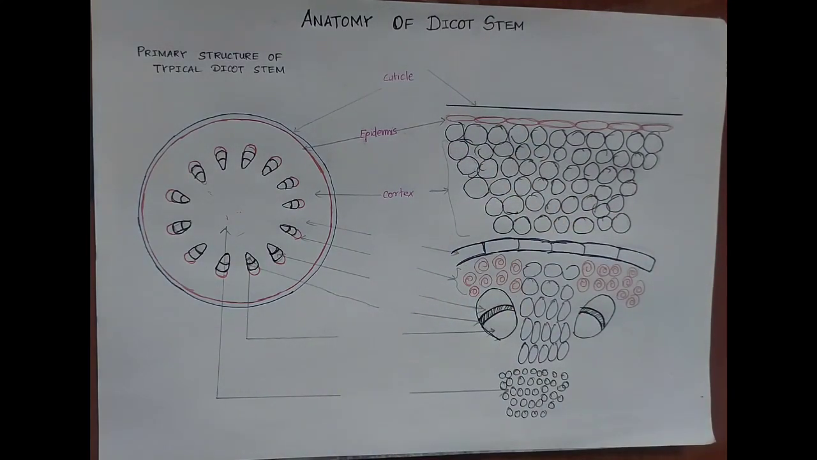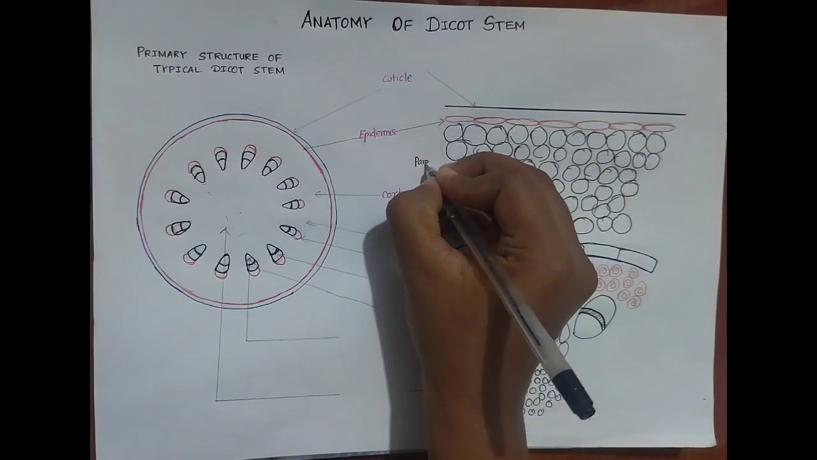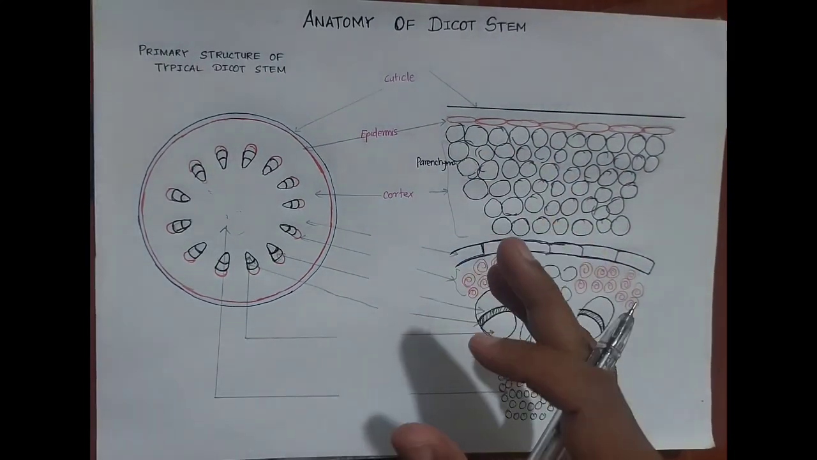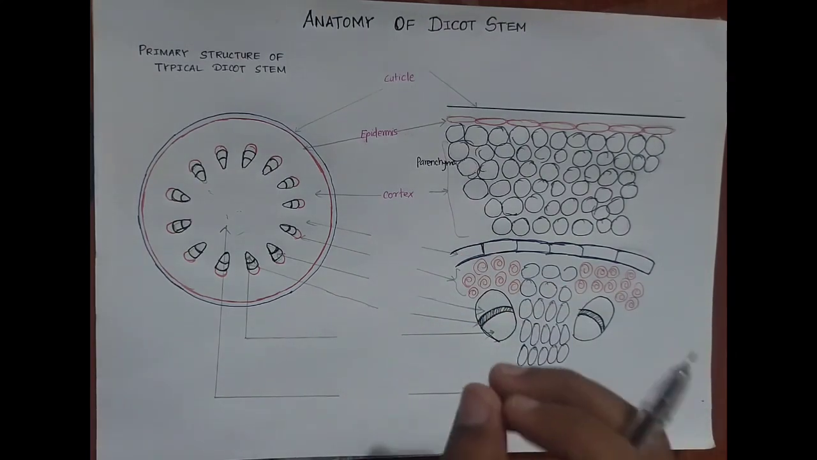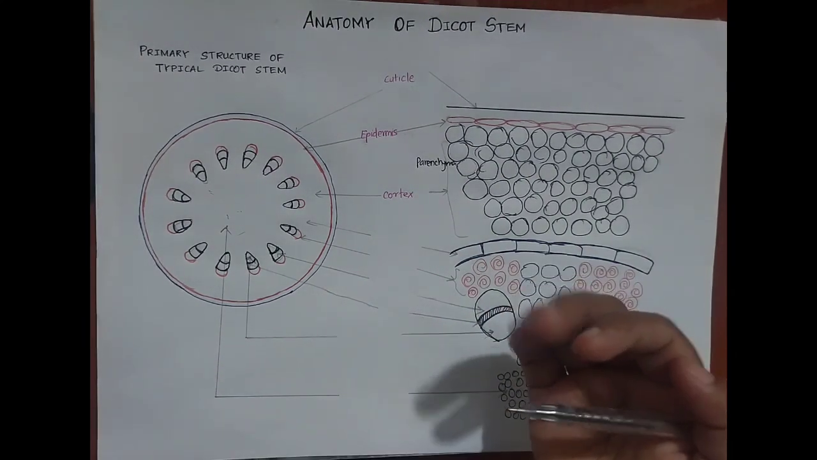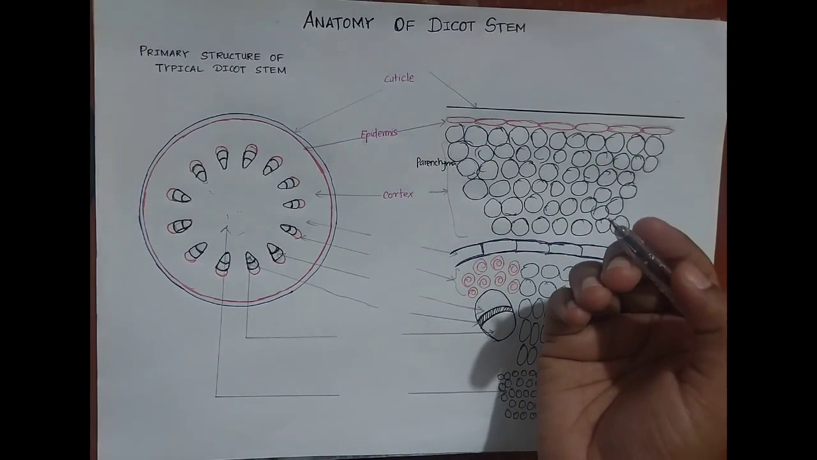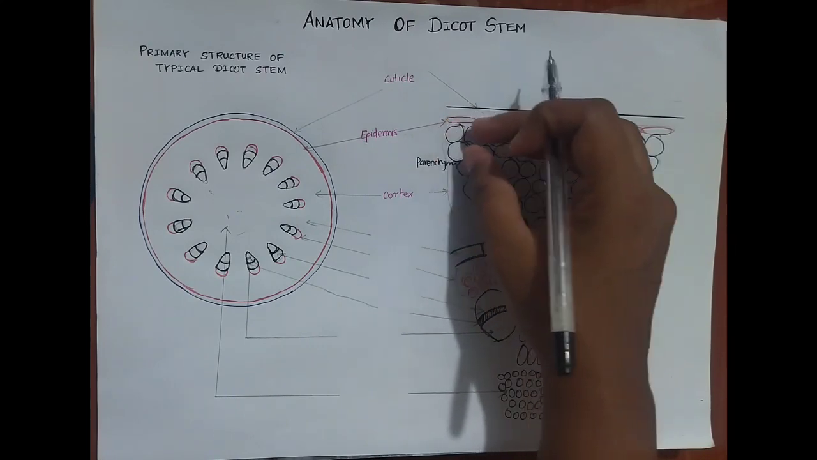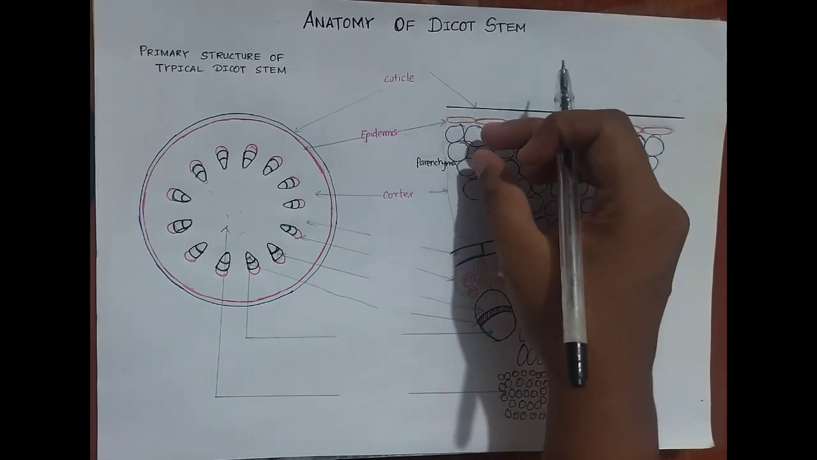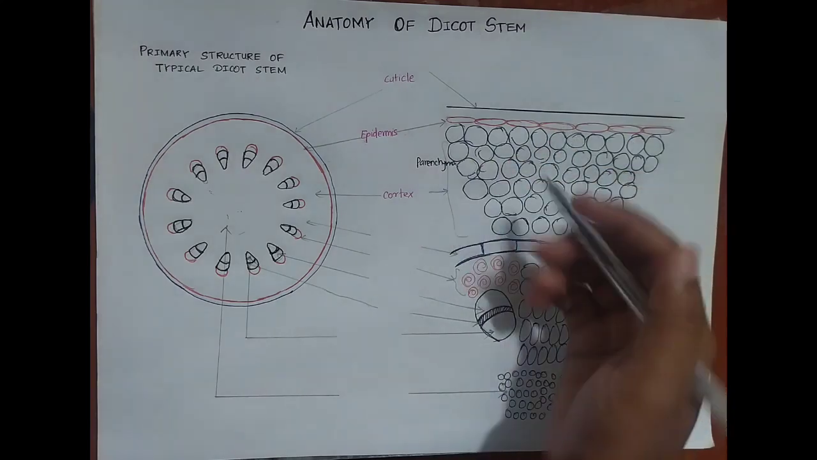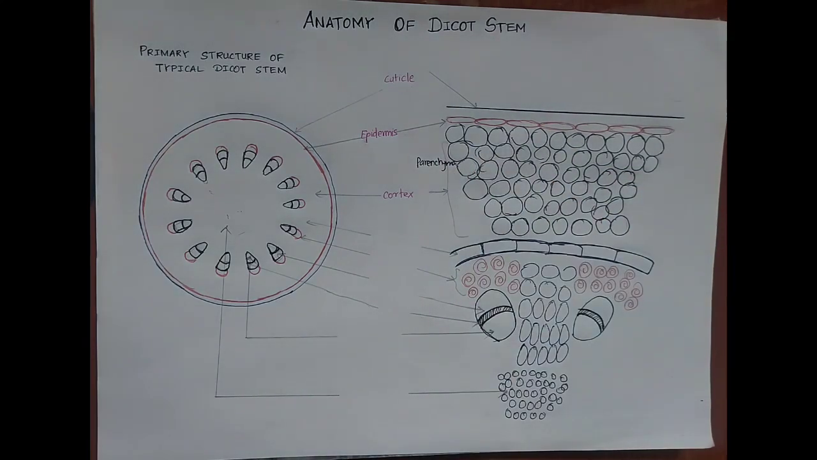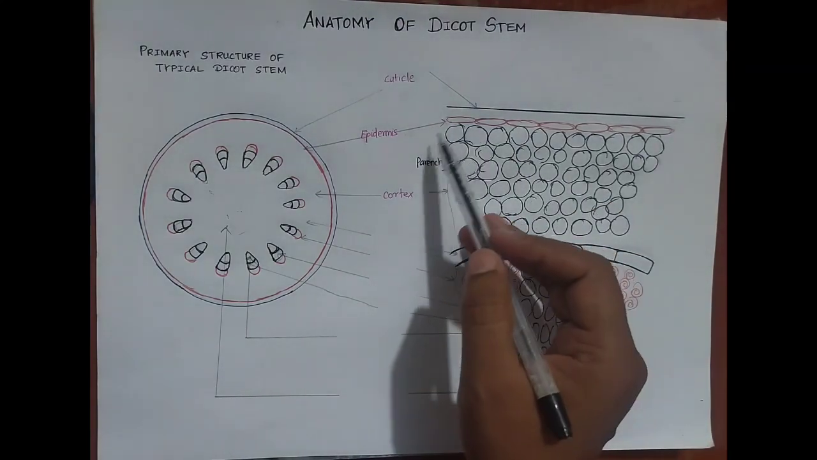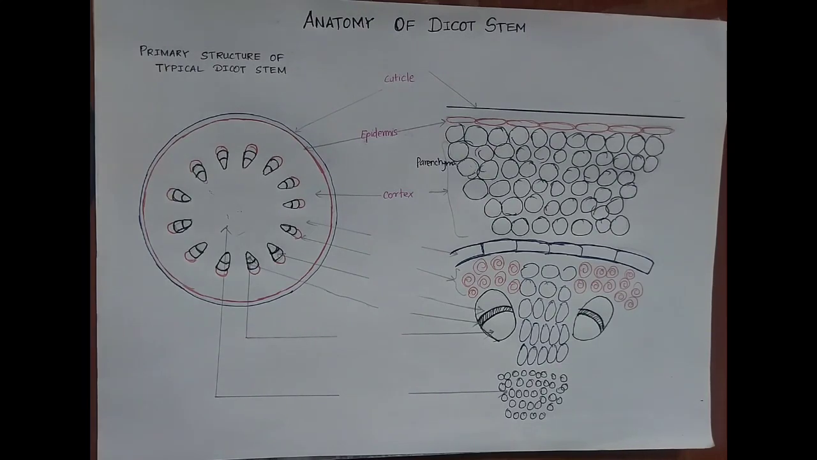Most of the cells are parenchymal cells. In some, beneath the epidermis, you have even collenchyma. Basically we call the layer beneath the epidermis the hypodermis, and the next layer we call the parenchymatous cortex. Some are parenchymatous and some are collenchymatous layers.